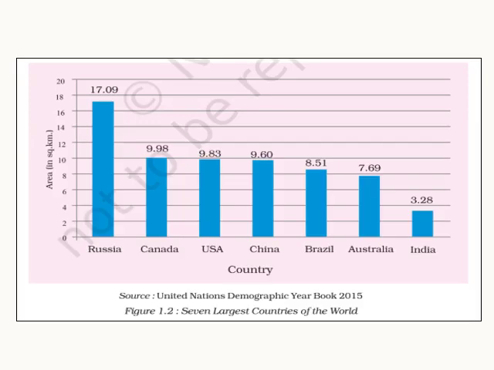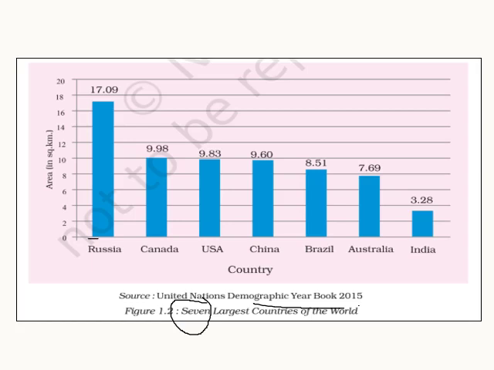Now in this graph you can see, and this is taken from the United Nations Demographic Yearbook 2015, India is considered the 7th largest country of the world. This figure is also given in your book. Now the first 6 countries before India, which are larger than India, are given here, from top to bottom.